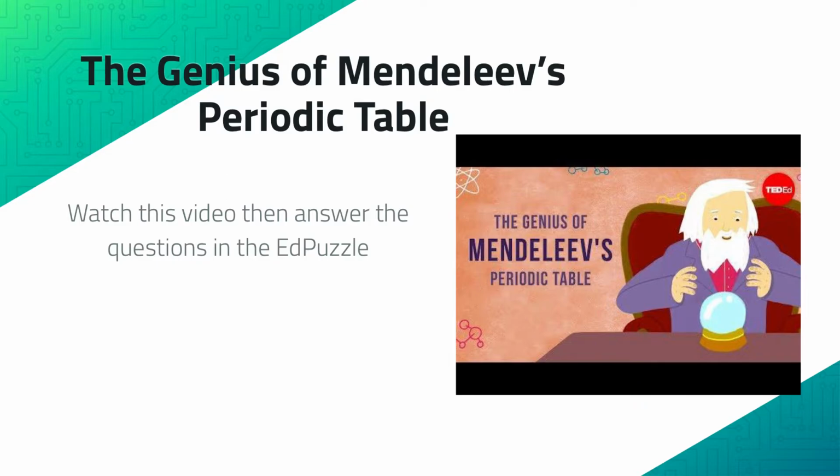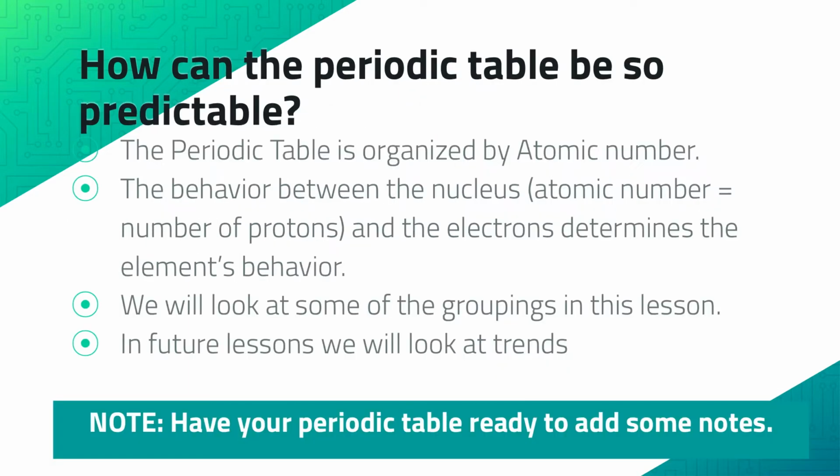Go to Google Classroom under the assignment for this EdPuzzle. This video, The Genius of Mendeleev's Periodic Table, will be linked. So pause this video, go watch that video, and then come back to this EdPuzzle to answer the questions.